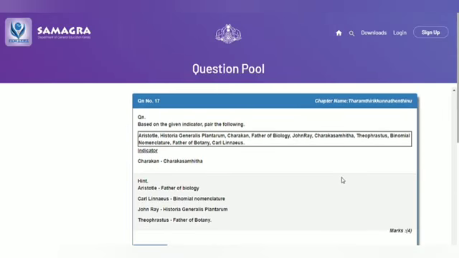Given are indicators. Based on the indicators, pair the following. Charaka, Charaka Samhita. Aristotle, father of biology. Carl Linnaeus, binomial nomenclature. John Ray, Historia Generalis Plantarum. Theophrastus, father of botany.